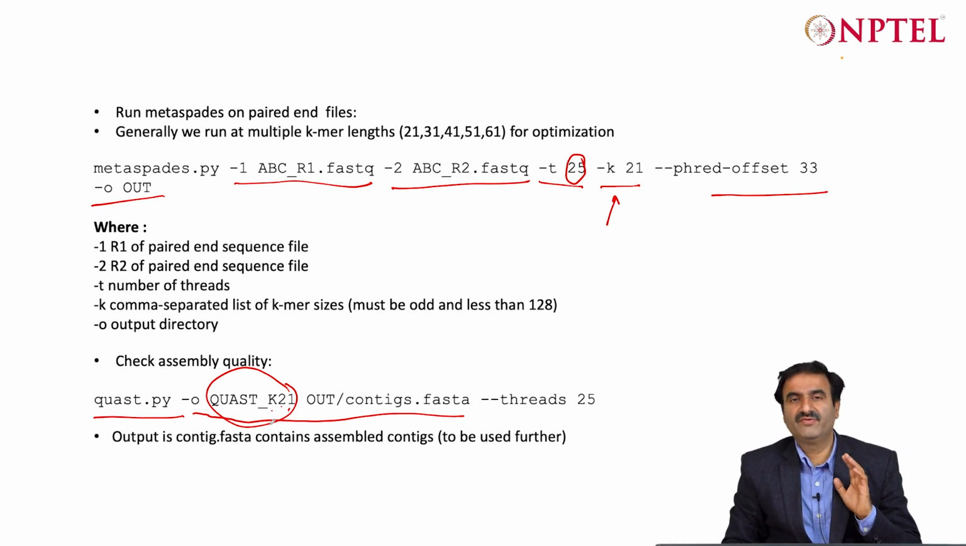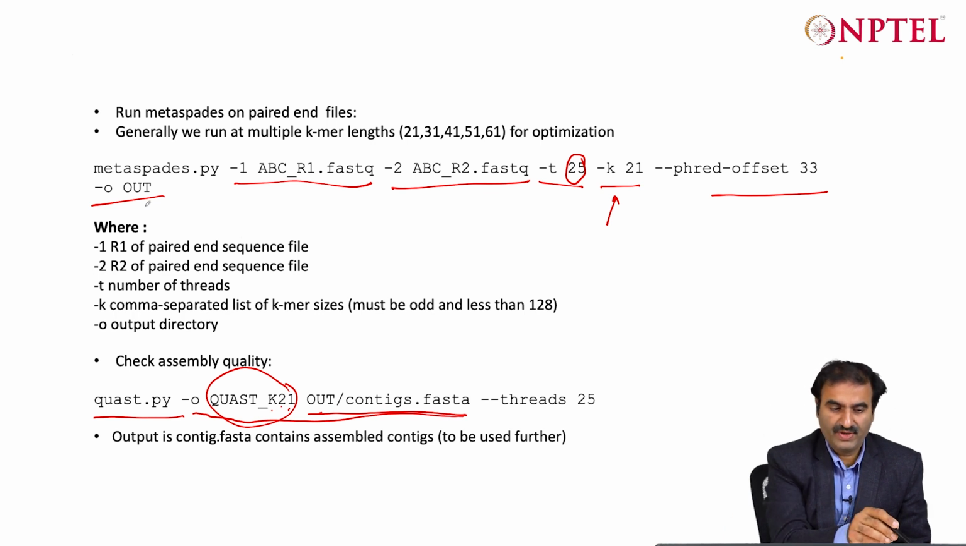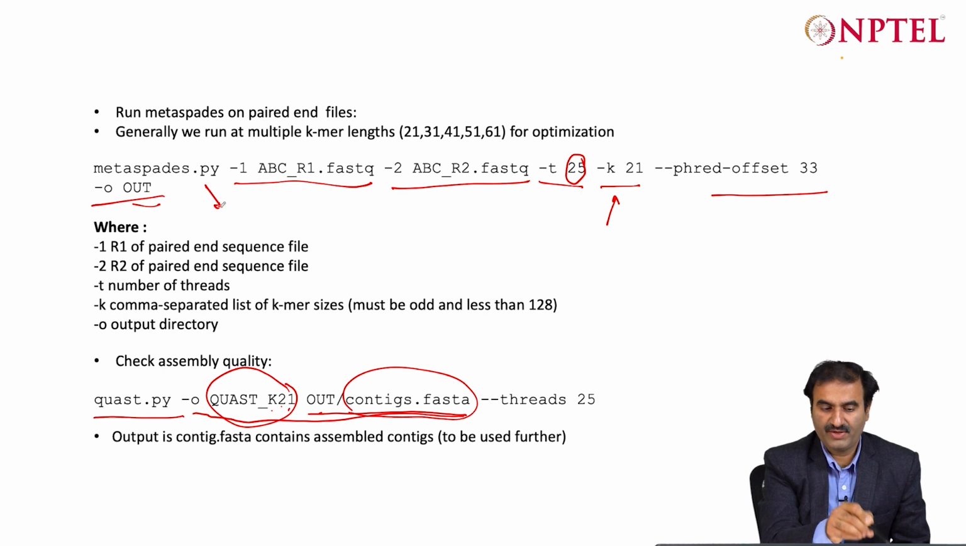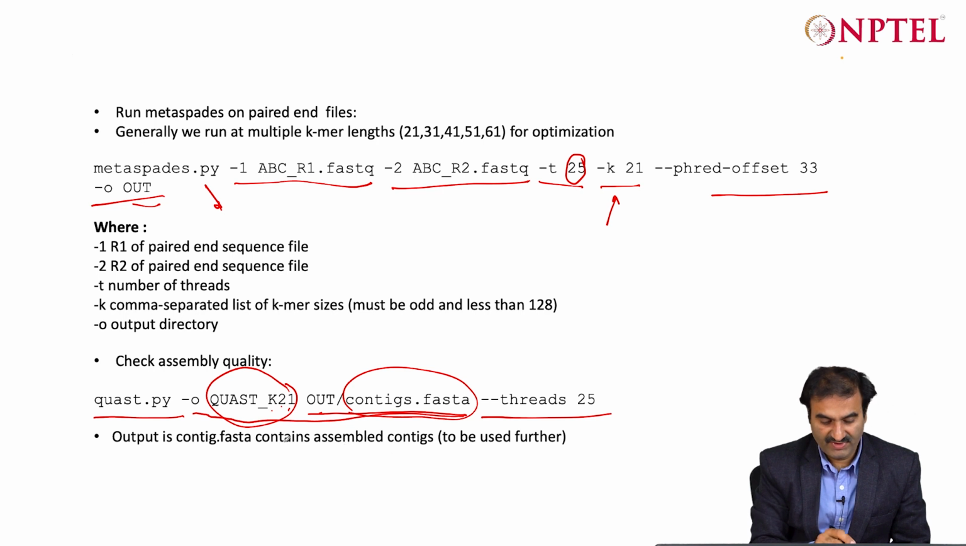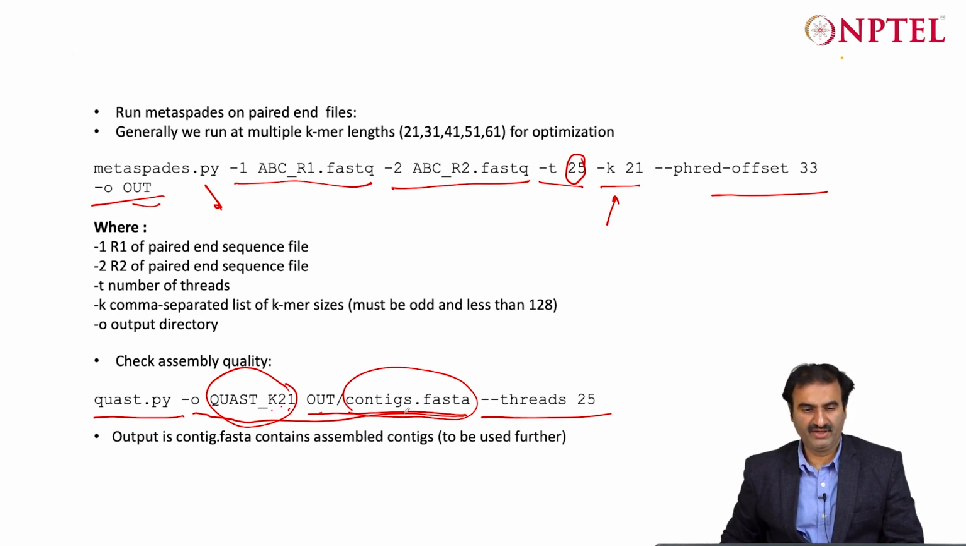So in bioinformatics it is very important to make folders and organize the data cleanly and clearly so that you don't get confused. Then the folder in which you generated the output, out/contigs.fasta. So the out folder has a file named contigs.fasta, which is the default output file of this program, and then the number of threads to calculate the quality. This will give the statistics for the contigs.fasta file in the quast_K21 folder.